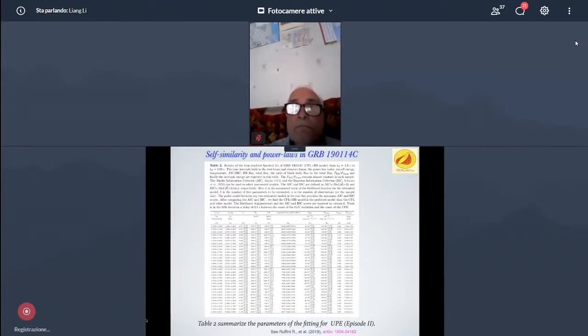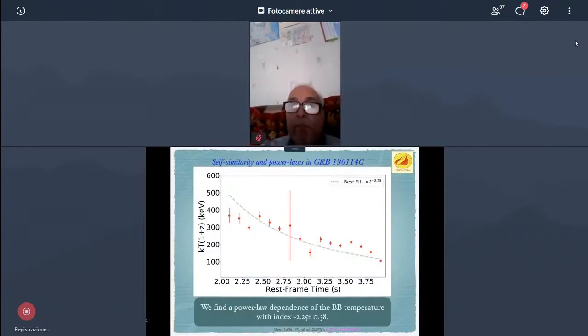And we plot the temperature as a function of time. We found a power law. We found that the temperature shows a power-law decay with a decay index of -2.25.